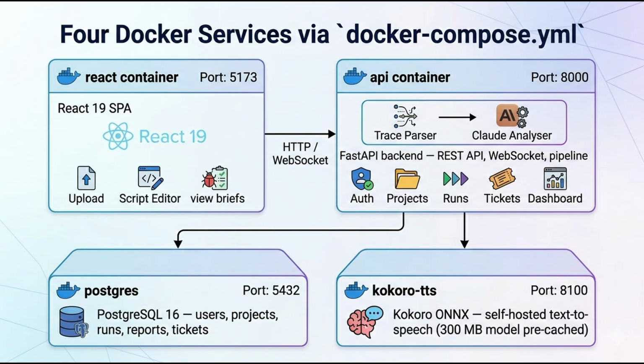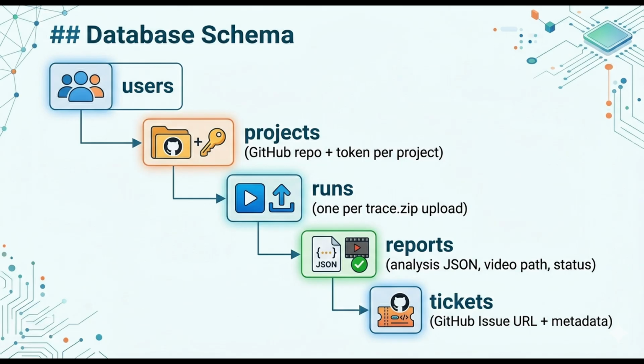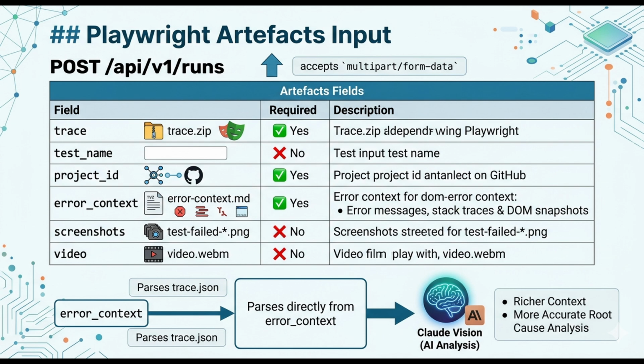The four Docker services are deployed independently of each other. This allows for easy scaling of services as load increases and decreases. The table structure allows for efficient data management. The system accepts various artifacts from the Playwright testing system.